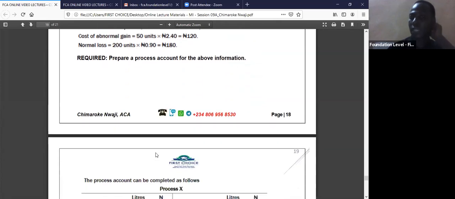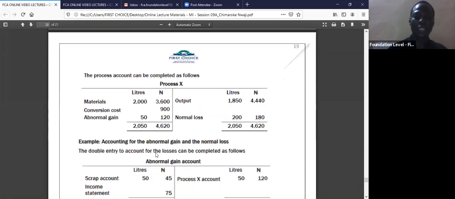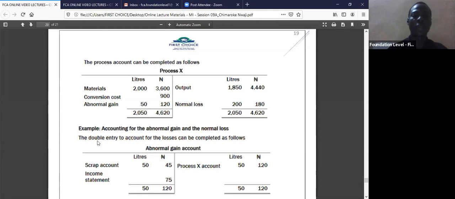Now look at the process accounts we did again. We said abnormal gain will come to the debit side. So we have our normal 2,000, our abnormal gain is 50, debited in the process account, and the value of 120 is there. Now we go to the normal loss. We use the 180 from normal loss with the 200. So the output becomes the balancing figure.